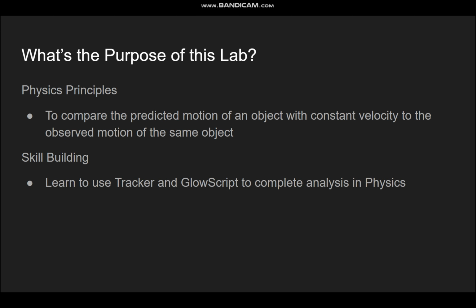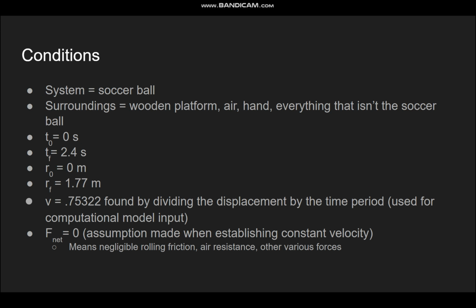Our initial conditions: our system is the soccer ball. Our surroundings are our wooden platform, the air, my hand, and everything that isn't the soccer ball. The initial time is 0 seconds, the final time is 2.4 seconds, the initial position is 0 meters, the final position is 1.77 meters, and the velocity is 0.75322 meters per second, which was found by dividing the displacement by the time period and used for our computational model input for velocity.